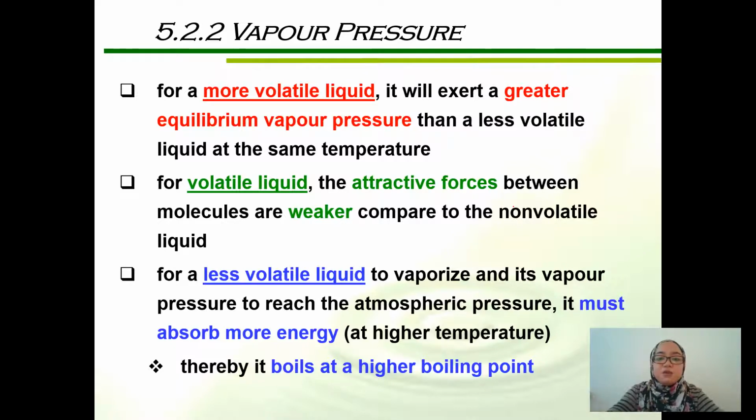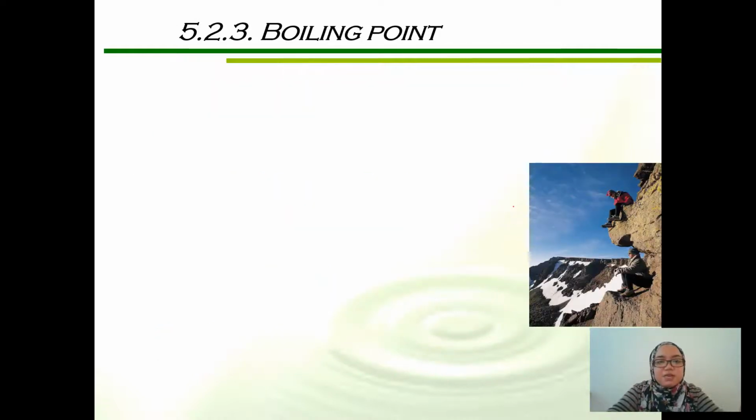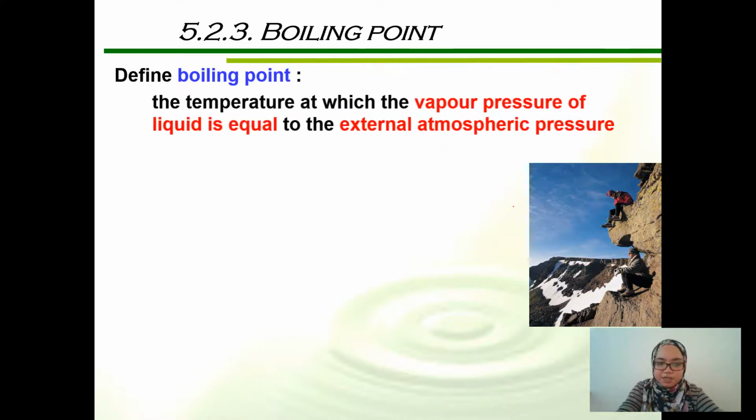Sebab less volatile liquid needs more energy, needs higher temperature to absorb more energy to vaporize. Okay? Okay, next we go into boiling point. So what does it mean by boiling point? So boiling point is the temperature at which the vapor pressure of liquid is equal to the external atmospheric pressure.